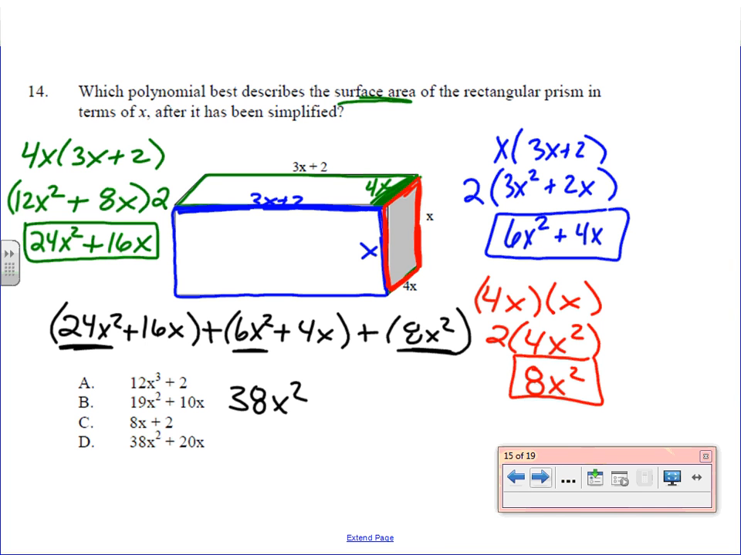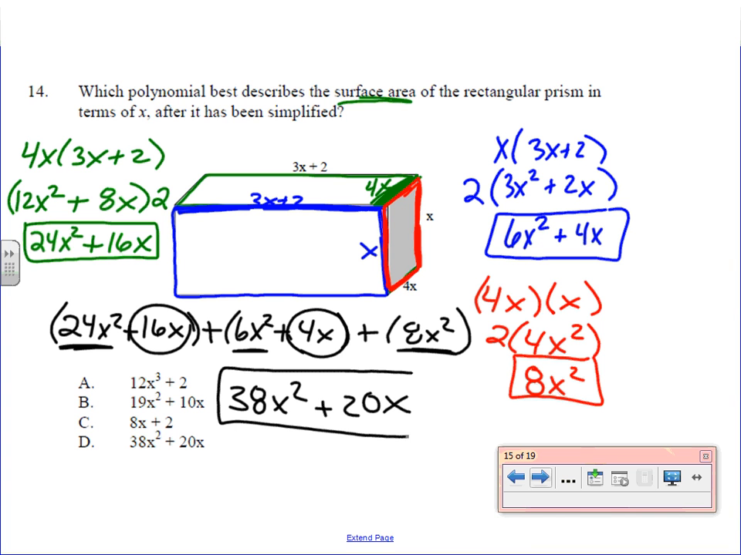Now I'm going to take the x's, this right here, and this right here, and add them together. 16x's plus 4x's would give you 20x. And since these aren't like terms, that's as far as I can go. That's the answer I'm looking for. Therefore, the correct answer here should be D. A lot of work to get there. That's number 14.